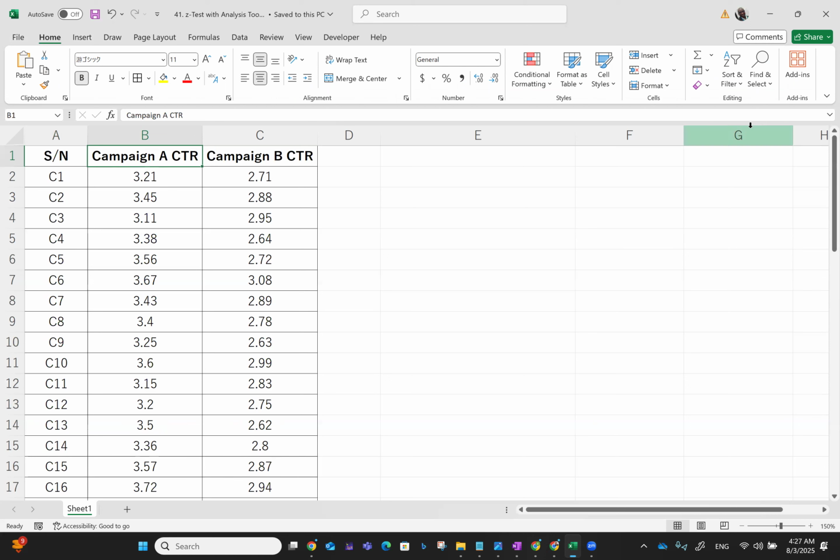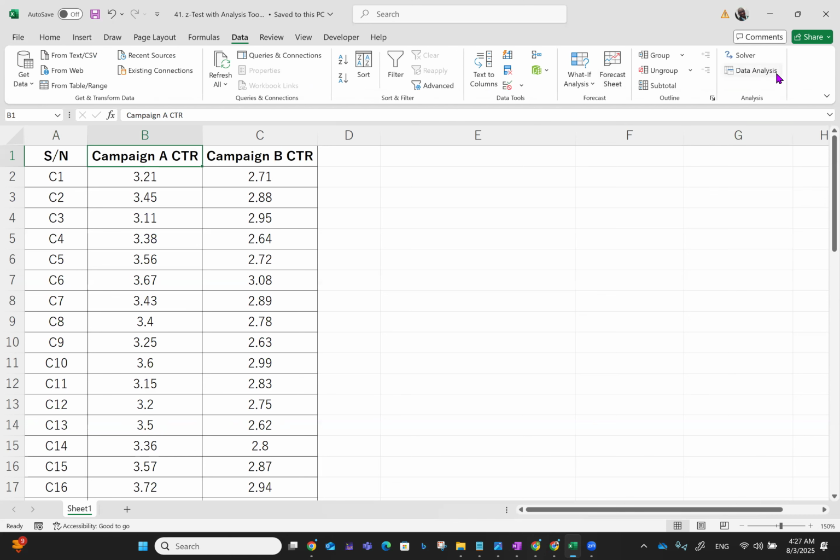So what do you do? Of course, first of all, for you to be able to do this, you want to check under data. Do we have data analysis here? Yes, we do. What if you did not have it? So what I'm going to do is remove it and put it back so you can know how to get it there if it's not there actually.